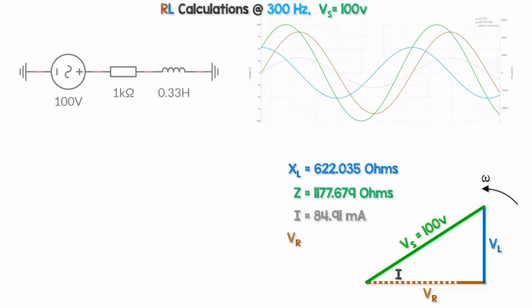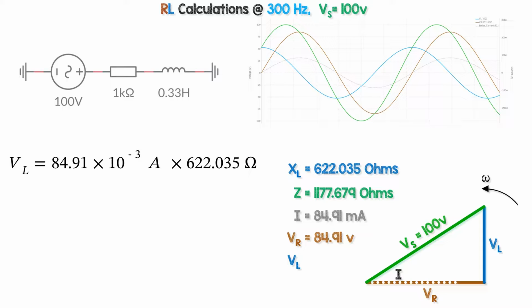Now we know the current, we can find the voltages. So the resistor voltage is current times resistance from Ohm's law. So that's I times 1000 ohms. So the resistor voltage is 84.91 volts. Now the inductor voltage, VL, is equal to the current times XL. So that's 84.91 milliamps times roughly 622 ohms. So the inductor voltage comes out as 52.819 volts.